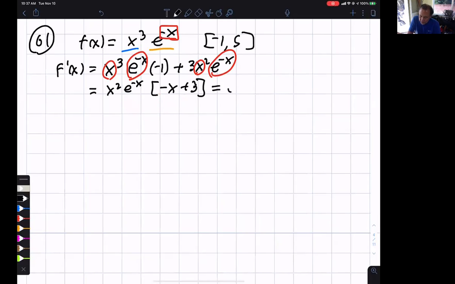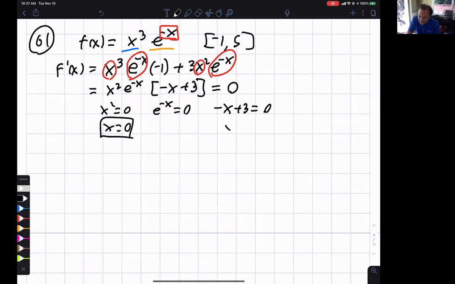Now we set this equal to 0. So we have x squared equal to 0, e to the minus x equal to 0, and opposite x plus 3 equal to 0. This is easy, 0. Got that. This is easy, 3. Got that. Here is where you have to know what this function looks like.